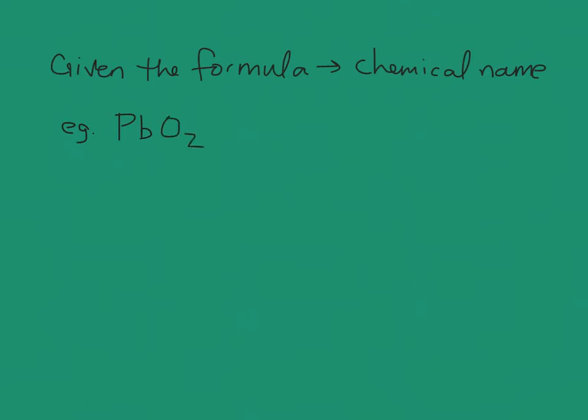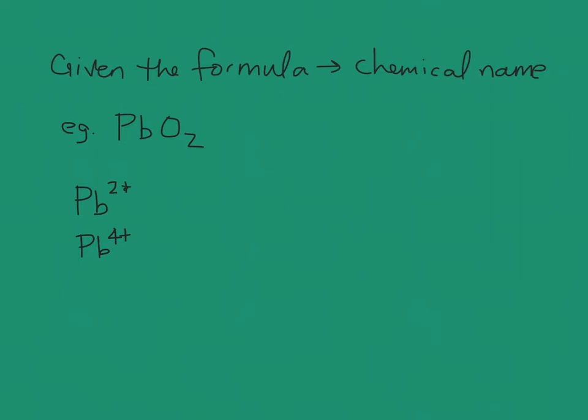If you're given the formula, you just have to work backwards. So if you're given the formula and you have to produce the chemical name, I'll give an example here, PbO2. When you go and find lead, Pb, on the periodic table, it exists in two forms. It exists as 2+, or it exists as 4+.